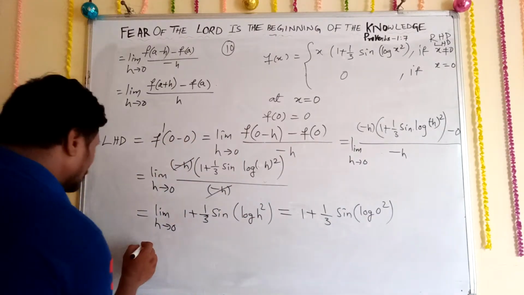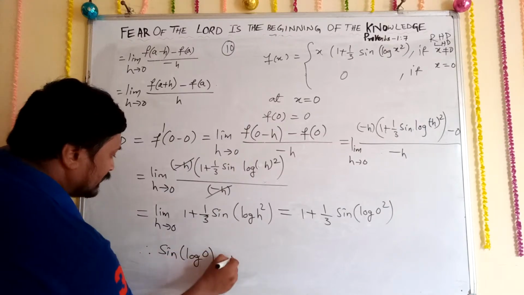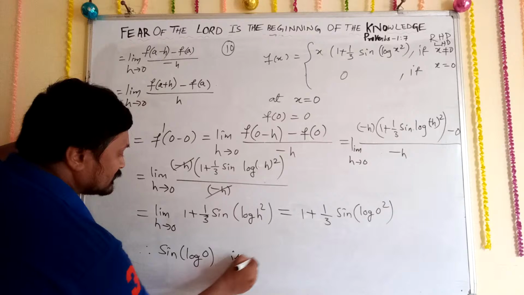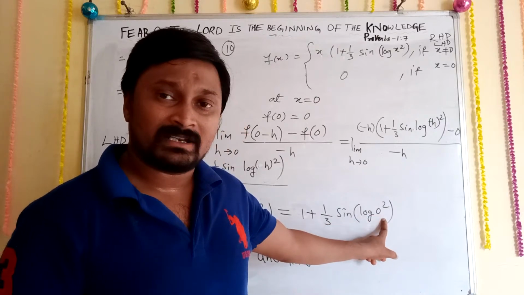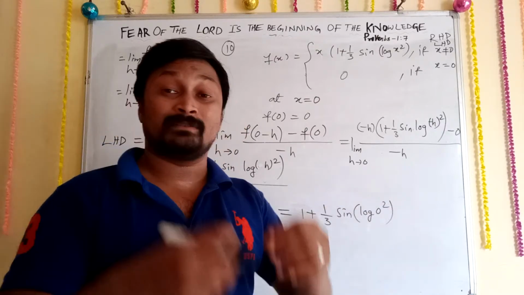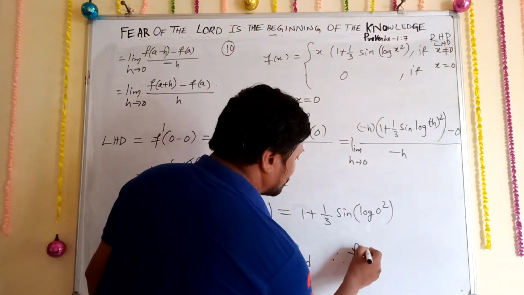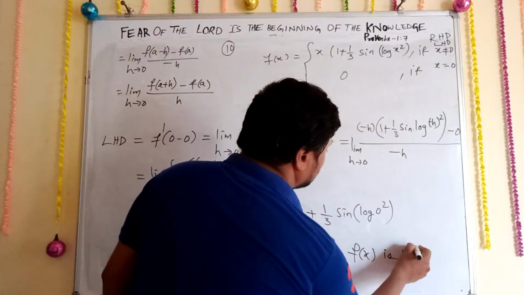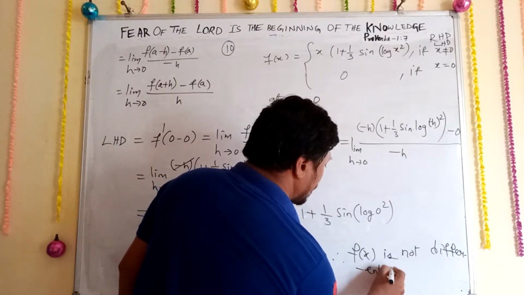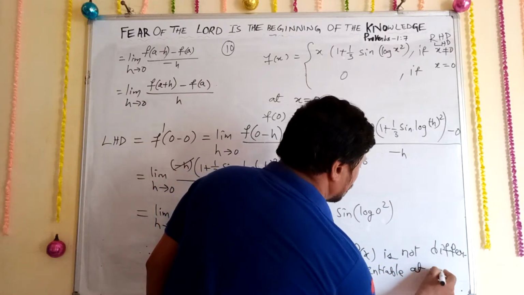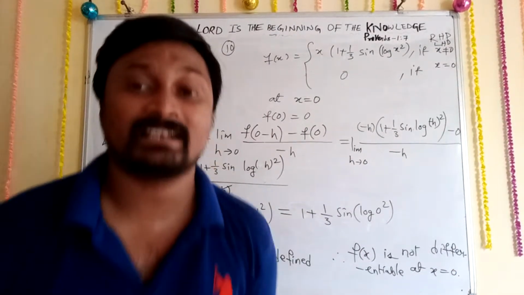So we can write at last that sine of log 0 is undefined. Undefined means we are going to get infinite, because log 0 is nothing but infinite. Then sine of infinite is mathematically undefined. Therefore, function f of x is not differentiable at x equal to 0. Clear now? Have you understood what I said in this?